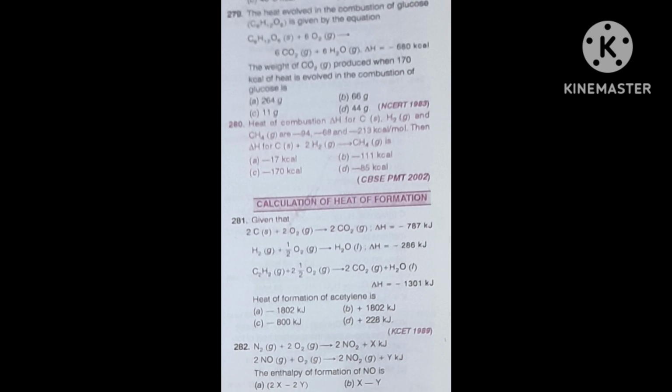Its value, four options are given. First option minus 1802 kilojoule. Second, plus 1802 kilojoule. Third, minus 1800 kilojoule. Fourth, plus 288 kilojoule. This question was asked in KCET, and you can solve it. Hardly it will take 45 seconds. Just think. After that I will tell the correct answer and its explanation. I will tell how you will solve. Okay, just think. Keep pen and paper with you.